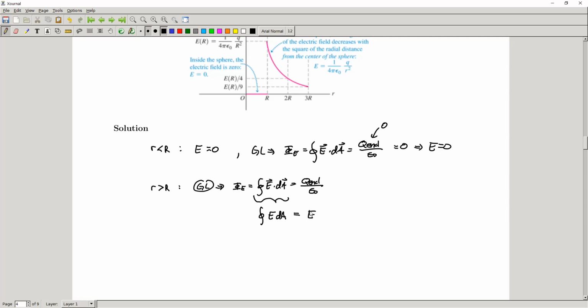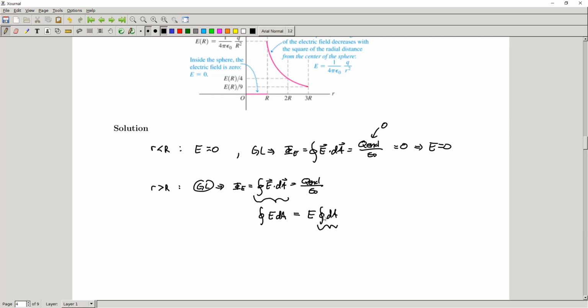Because our E is not dependent on any of the angles in our dA, right? It's just radially outward, and our elements of dA are always the same radius away from the center from our charge distribution here. We're going to end up with this expression here, right?